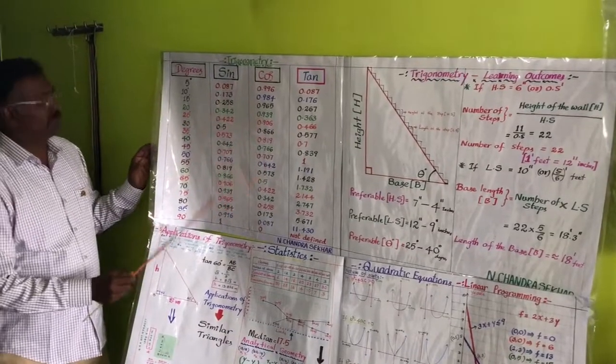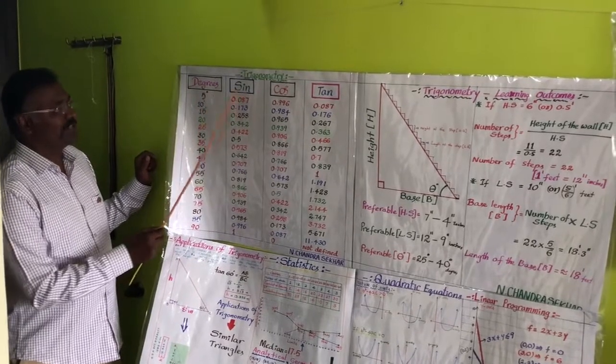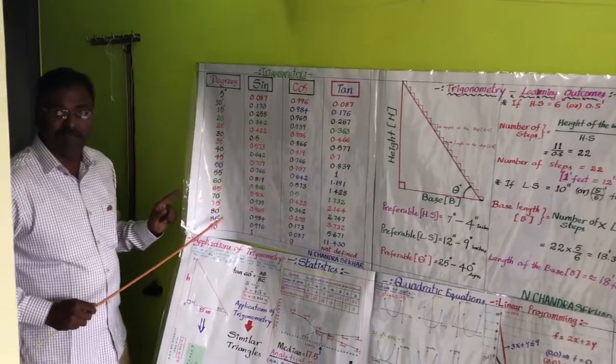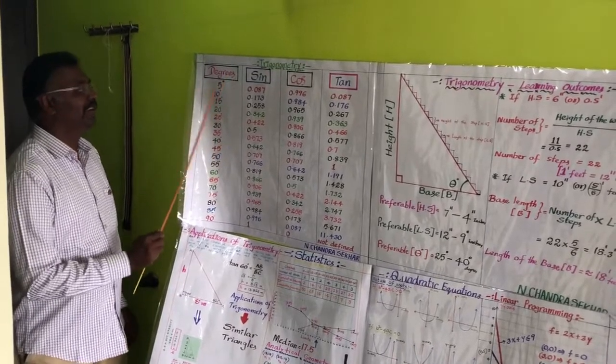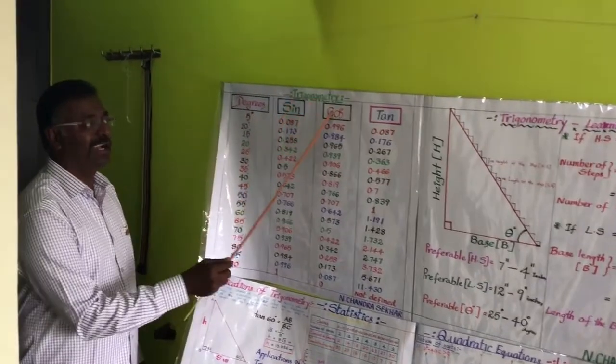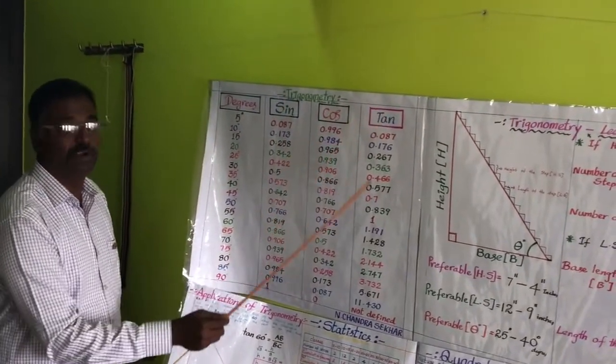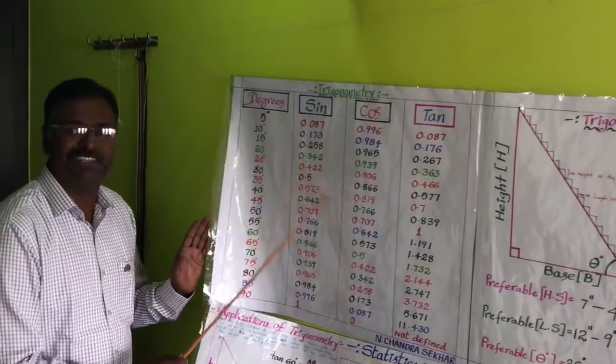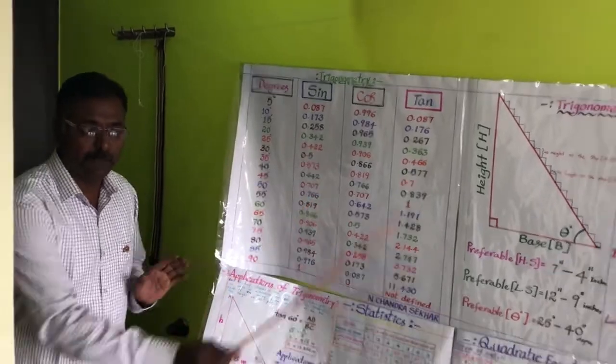These are the trigonometric ratios. Degrees as 5, sine, cos, tan, 5 degrees, 10 degrees, 15 degrees, 20 degrees, like this. Whatever degrees I want to take, for this one, the sine value is how much, the cos value is how much, the tan value is how much. Without using any other things, I want to find the total results of these trigonometric ratios by a board.